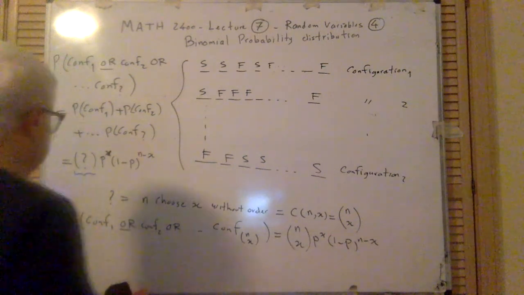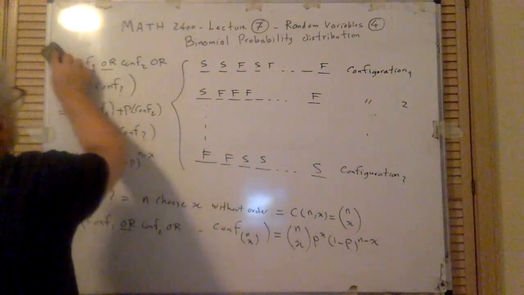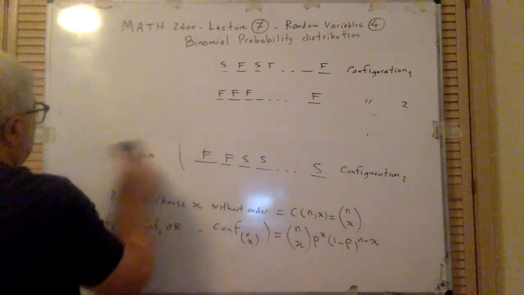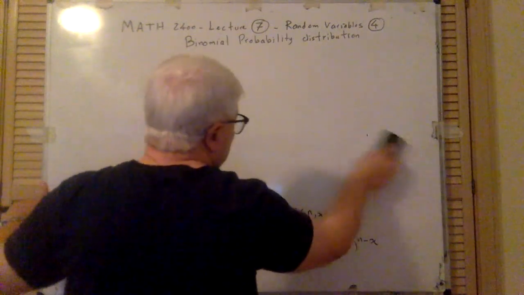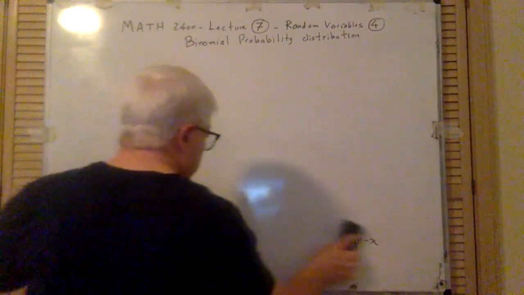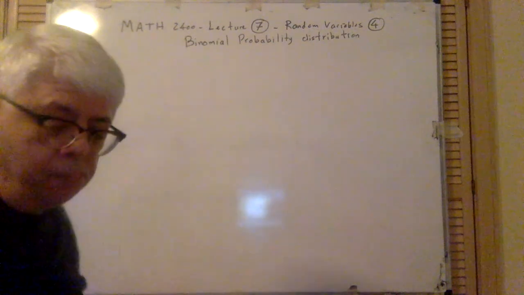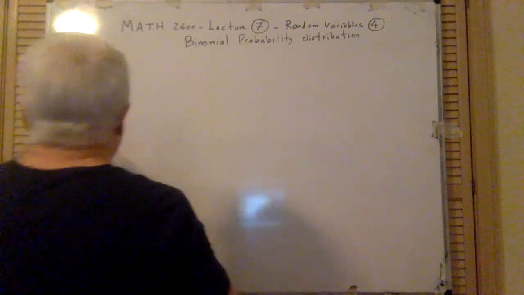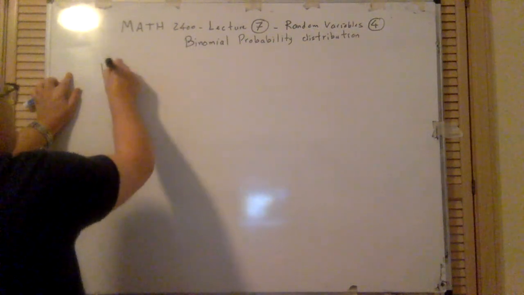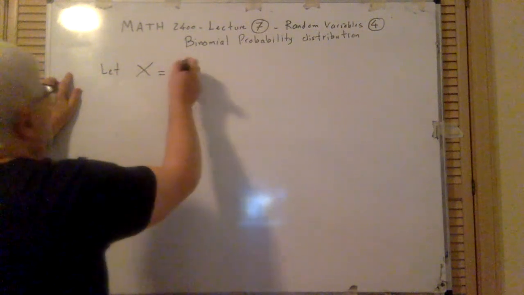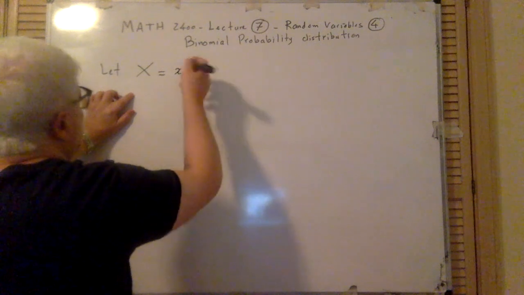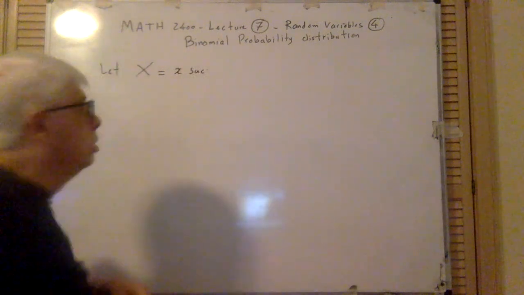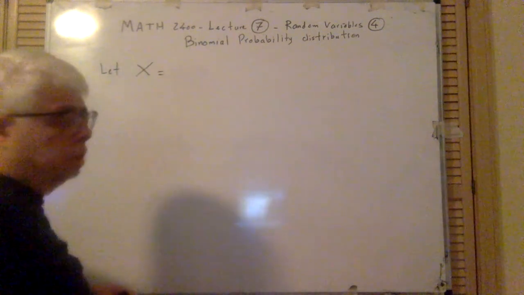So let me erase everything and write it down. Let X be the random variable, which is the number of successes in n trials.